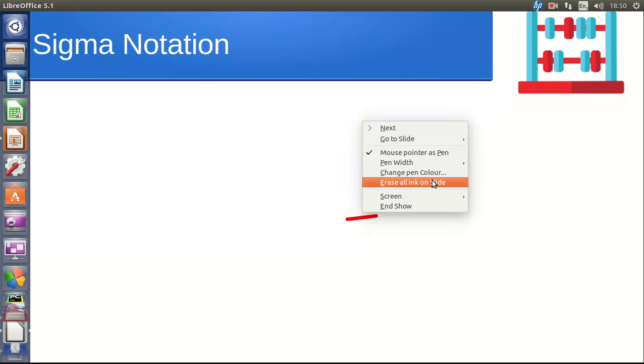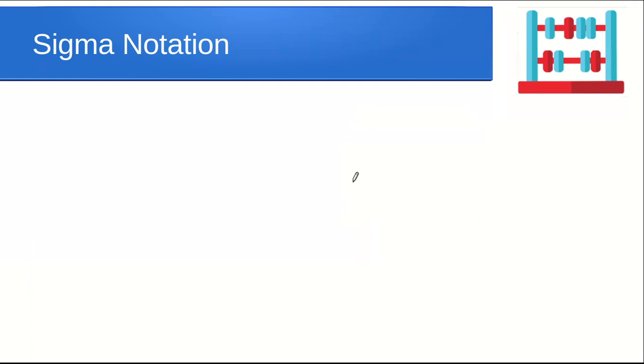Hello and welcome to another presentation, this time on arithmetic sequences and series and sigma notation. So let's have a little look at sigma notation then.